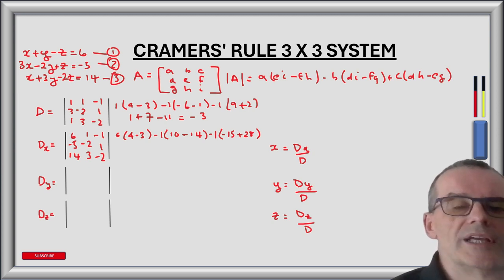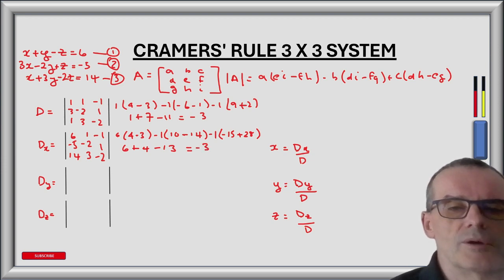So 4 minus 3 is 1, multiplied by 6 is 6. 10 minus 14 is minus 4, times minus 1 gives 4. And minus 15 plus 28 is 13, times minus 1, minus 13. So 6 plus 4 minus 13 equals minus 3 for the determinant of x.